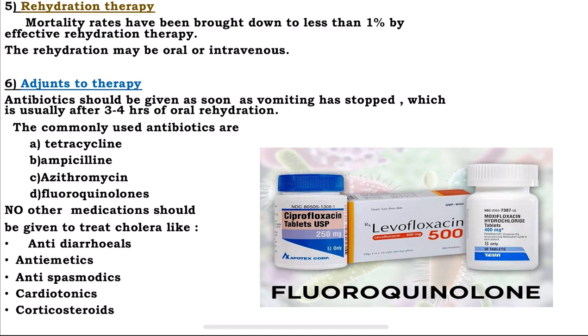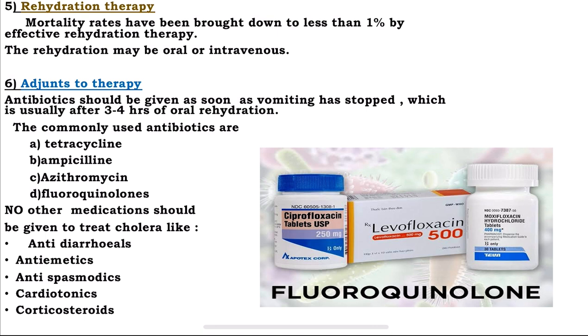Now we move further to the rehydration therapy. Mortality rates are brought down to less than 1% by the rehydration therapy. So we see that the death rate has come down to a level of 1%. Can you believe that the death rate is as low as 1% by effective rehydration therapy? The rehydration can be oral or intravenous. Oral rehydration therapy uses the ORS solution, and intravenous uses the Ringer lactate solution, Ringer lactate IV fluid. And then we have adjuncts to therapy.